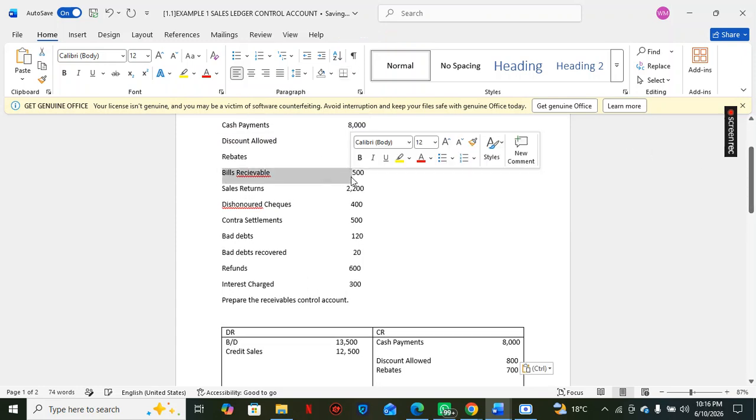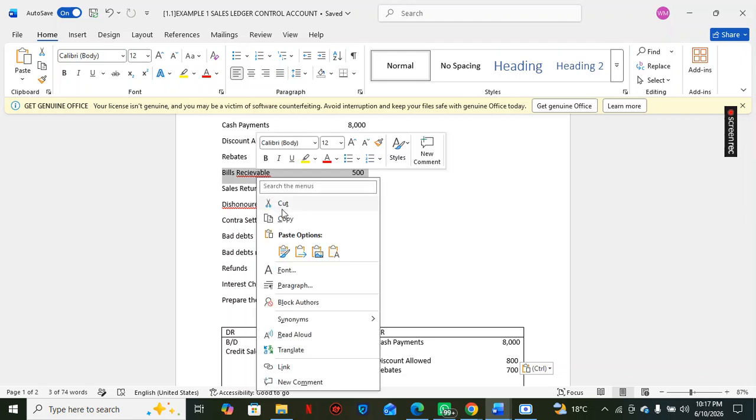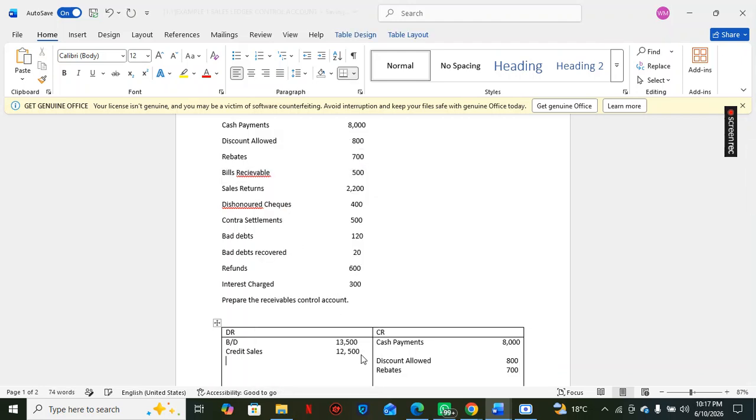Bills receivable. Whenever you hear this word receivable, it means what is being owed to you. Customers are owing you some money. So bills receivable is increasing what is being owed to us. They might put other things, maybe interest receivable or commission receivable. Just by the fact of this word receivable, it means this money is being owed to you. So bills receivable increases what is being owed to us.